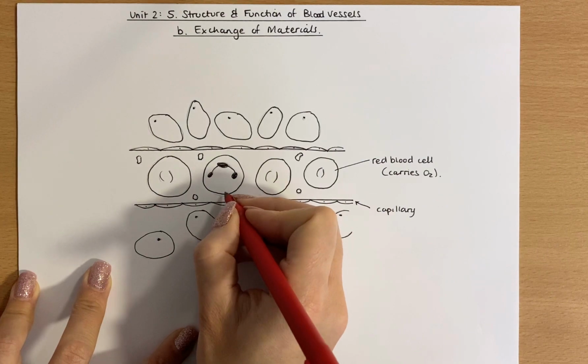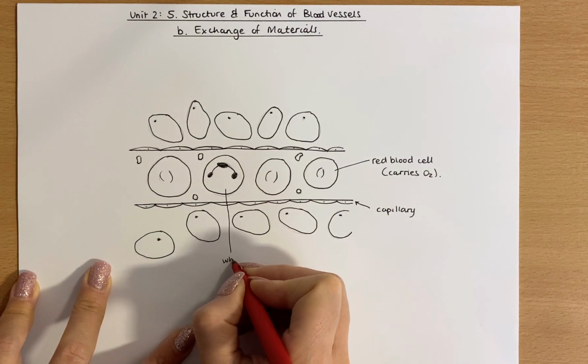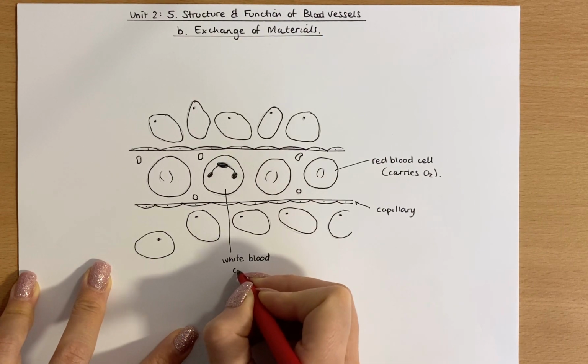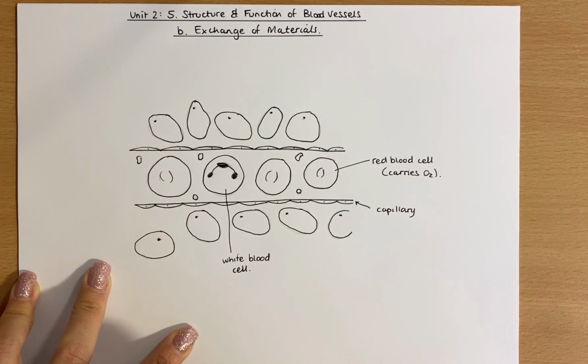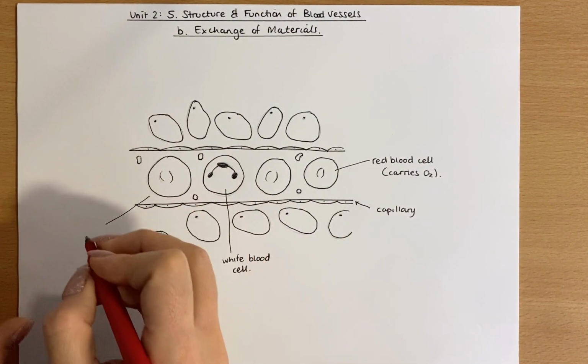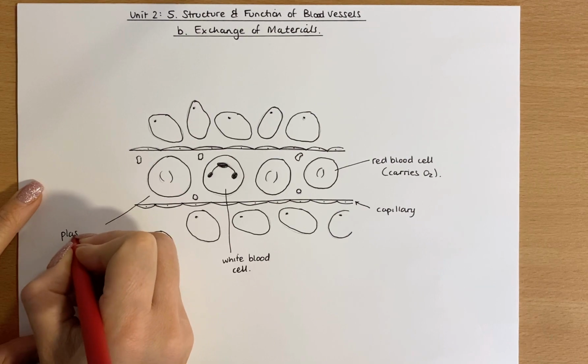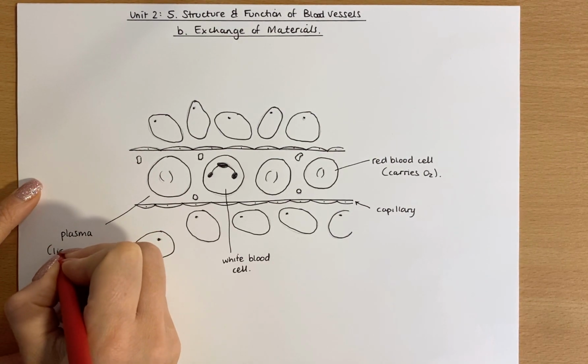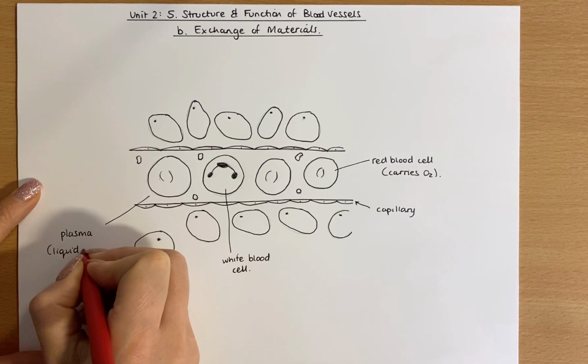Now this one here will show a white blood cell. In Unit 3 we're going to talk about that in more detail, but for right now we can just label it generally as a white blood cell. Now the liquid part of the blood here is called the plasma. In an essay question, remember to state just generally what that is. So it's the liquid part of the blood.